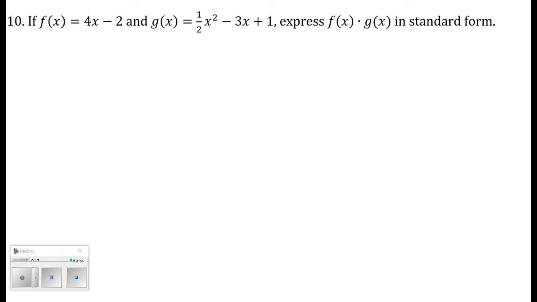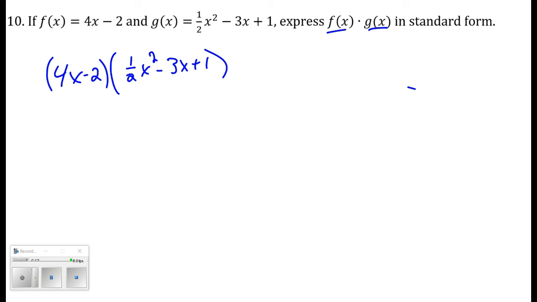10. If f of x equals 4x minus 2, and g of x is a half x squared minus 3x plus 1, express f of x times g of x in standard form. So what I really need to do here is just multiply these two functions together. I want to do f of x times g of x. So even though they're functions, we can still multiply them together. So it's really just polynomial multiplication.